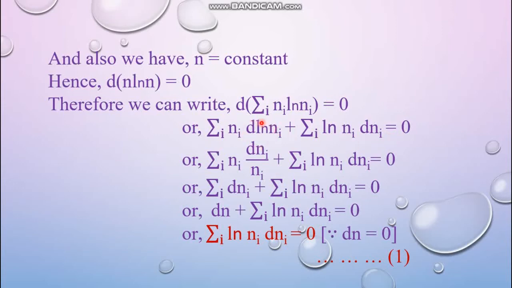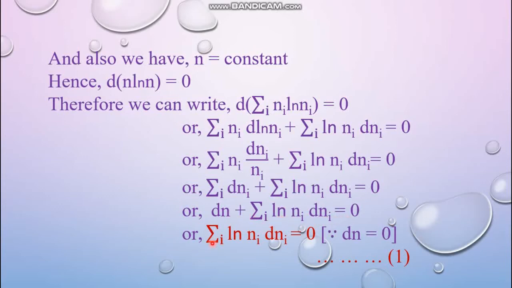Now d ln n_i can also be written as d n_i by n_i, and these two n_i cancel each other, so only d n_i would be left here. So we can write sum over i of d n_i plus sum over i of ln n_i d n_i, as it was. But sum over i of d n_i is nothing but dN, and you can guess that dN is another 0 term, isn't it? Here it is written and this is omitted. So finally we have dN plus sum over i of ln n_i d n_i equals 0, and since dN equals 0, we can write sum over i of ln n_i d n_i equals 0.